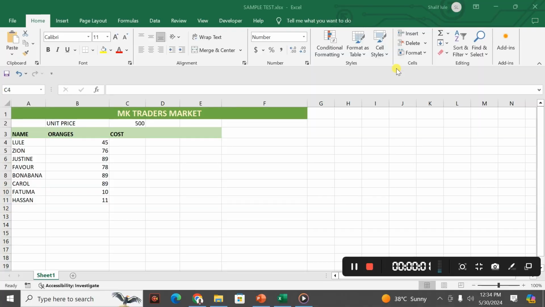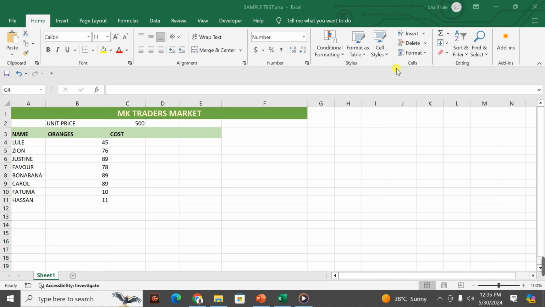Well, this tutorial is for someone who needs to understand what absolute referencing is in Excel. So, absolute reference is when a reference has a dollar sign, and in absolute referencing, if you use it, it locks the reference in the formula. So, let us use this example to understand what absolute referencing is.